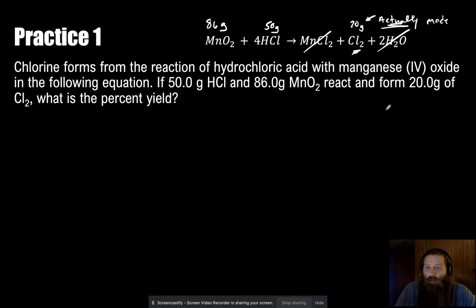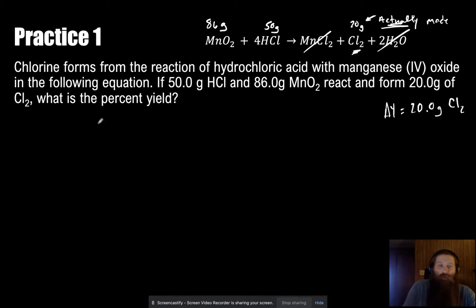So we know AY, right? AY is 20.0 grams of Cl2. It asked us to find percent yield, right? We need to know the percent yield based on the question there. So we know percent yield equals AY over TY times 100. So the only thing we need to find, because we know AY, we have that, right? We need to find theoretical yield.